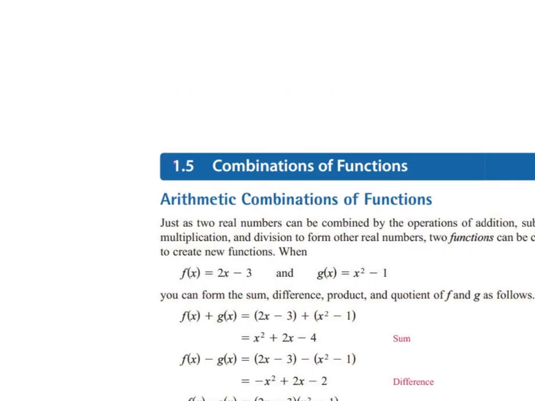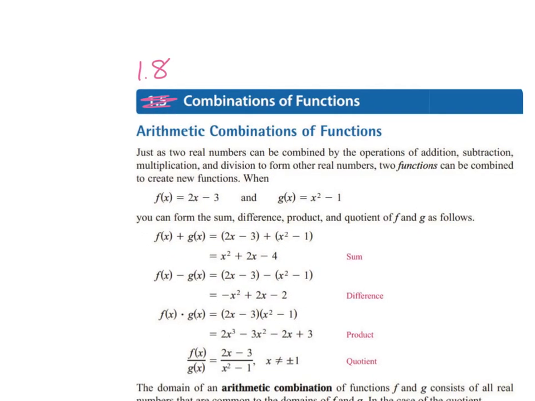All right, so even though this says 1.5, this is 1.8 in our book. We are going to be dealing with combinations of functions. So just as two real numbers can be combined by the operations of addition, subtraction, multiplication, and division to form other real numbers, two functions can be combined to create new functions.